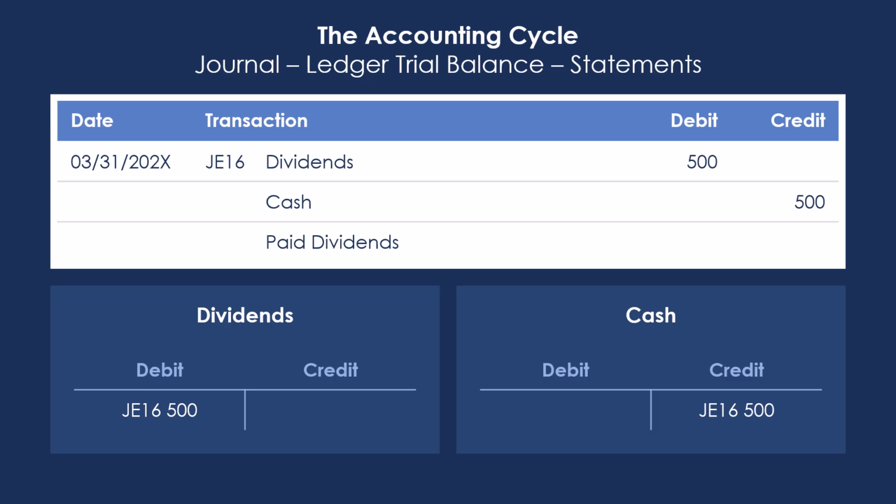The dividend of 500 here is a distribution to stockholders, or owners or partners in an unincorporated business. The dividend lowers the equity account, and the cash credit lowers cash, 500. Assets down. Equity down.